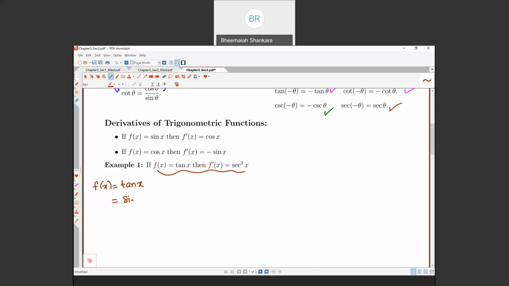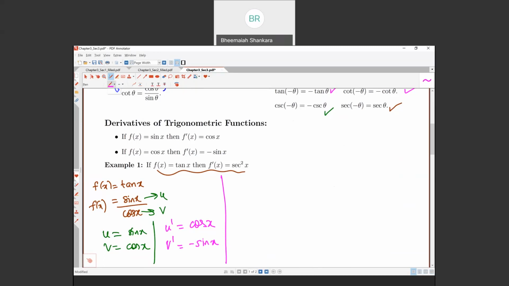Tangent x can be written as sine over cosine, by the quotient property of tangent x. Name the numerator as the function u and the denominator as the function v. So write u is sine x and v is cosine x. Now when you see the format u over v, you understand it's a quotient rule. So to find the derivatives, derivative of sine is cosine, derivative of cosine is negative sine.